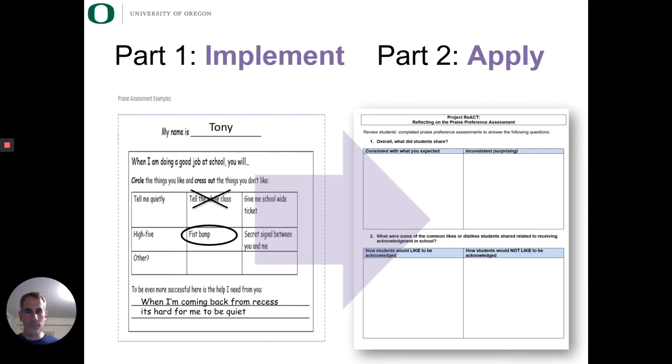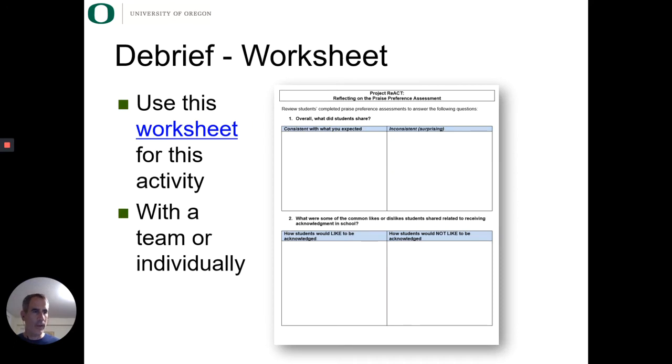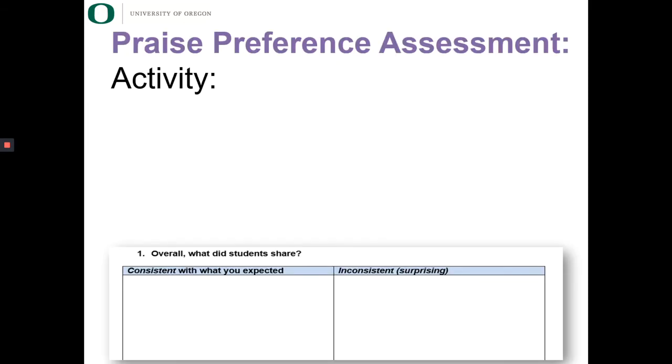So to do this, you're going to need to get this worksheet. So it's linked here. It's also linked in an overview of the praise preference that I'll share at the end. So make sure you have this with you, or you can get it later, and review this with me. So what I'll do is just walk through a worked example from a teacher.